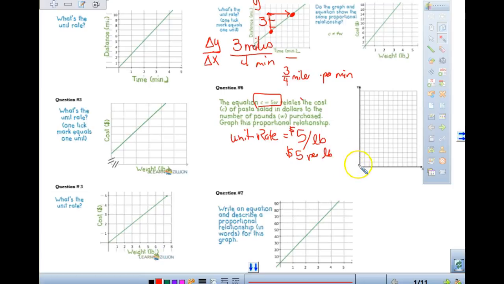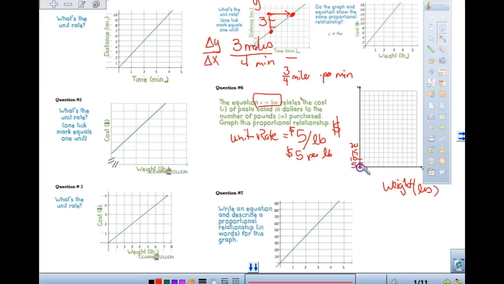Now on this one, I would definitely probably have my scale maybe going by 5s, because that's what my unit rate is. So I'd have 5, 10, 15, 20. And in this case I need to label these. These are my dollars that I'm talking about. This was my weight. So when I'm looking at your graphs from D2, there were quite a few people that didn't put any labels on theirs. I need labels with you is what we're talking about.